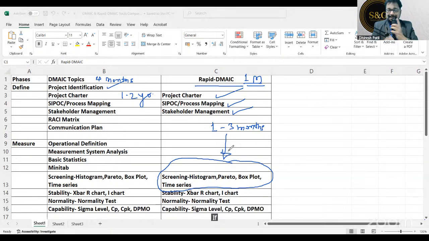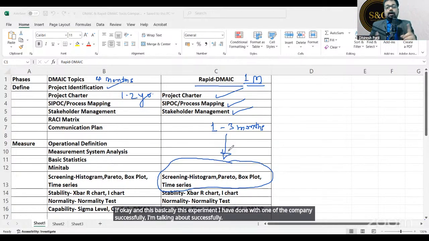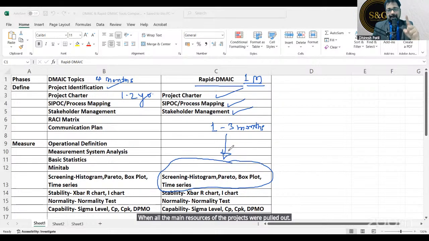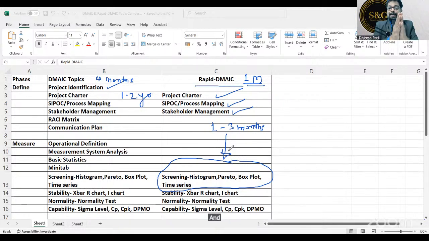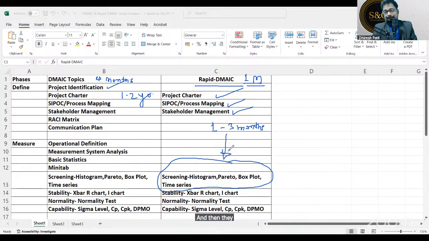And this experiment I have done with one of the companies successfully. I'm talking about successfully. When all the main resources of the project were pulled out for a complete 1 week, we deployed this rapid DMAIC model in 1 week, and we came out with the implementation plan ready. In 1 week, the entire implementation plan was completely ready, and then they started implementing that. That is also possible. That's what I'm saying.